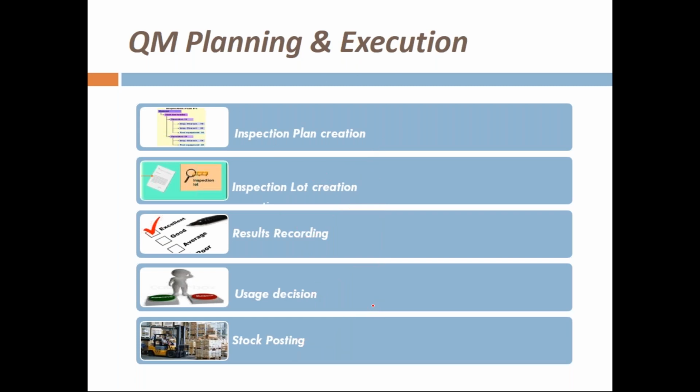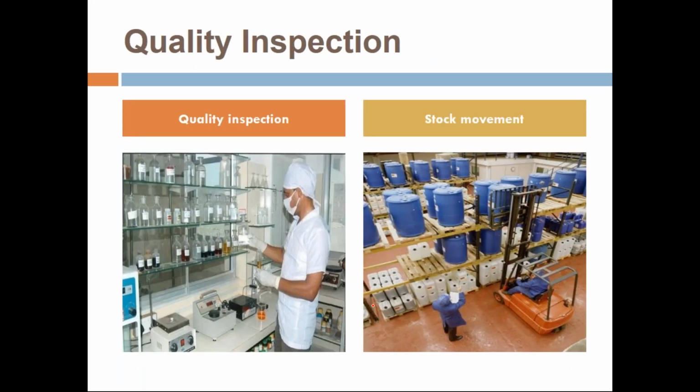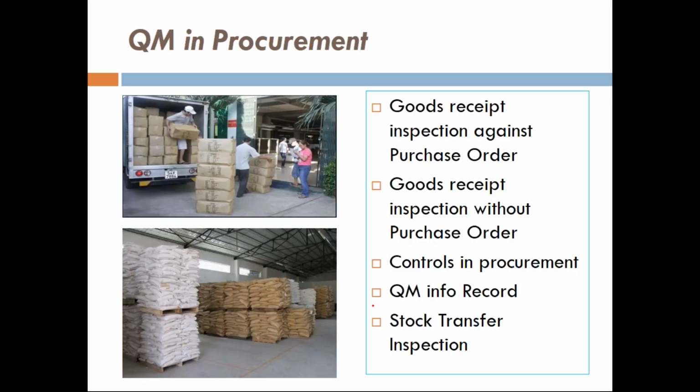After this, we will go to the business processes. First is QM in procurement. In any typical manufacturing company, to produce the products, they need some raw materials. These raw materials they will purchase from a supplier. When they are received, they have to check the quality of those raw materials. If they don't check, and those raw materials are consumed in production, ultimately your end product quality also will suffer.